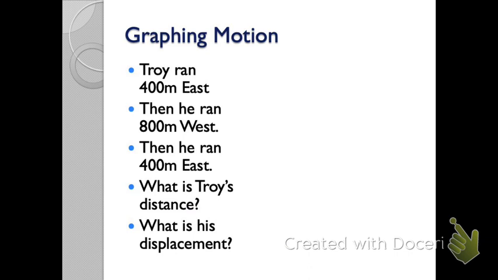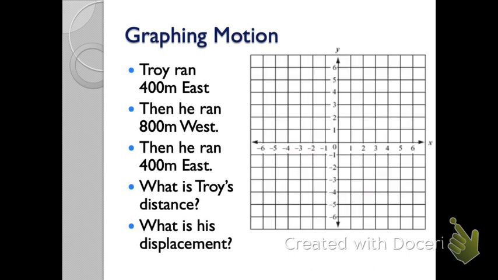All right, let's try the next one together. Troy ran 400 meters east, then he ran 800 meters west. Then he ran 400 meters east. What is his distance and what is his displacement?